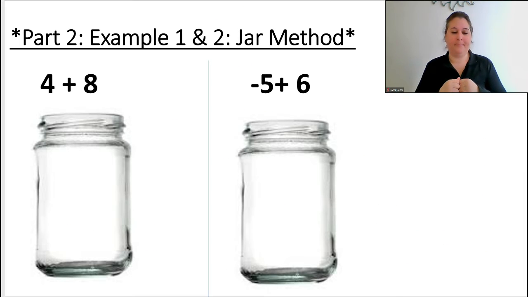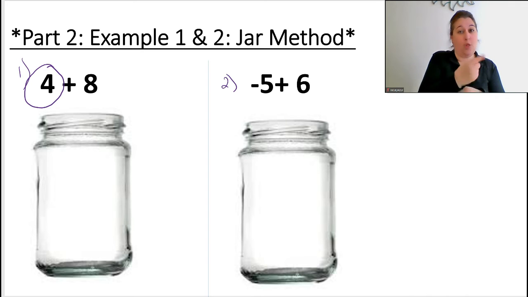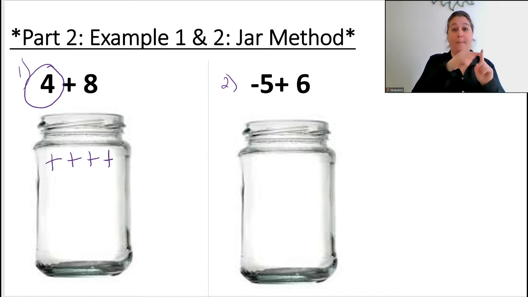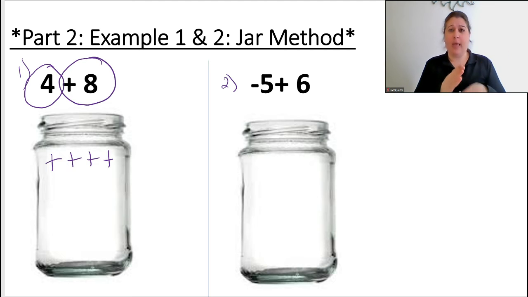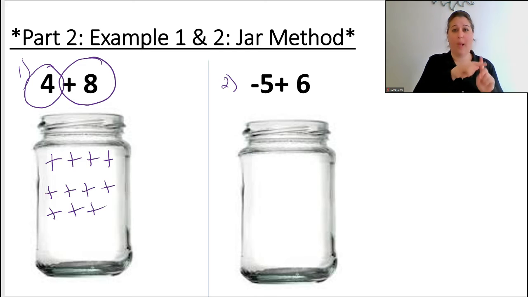So let's start off with some basic ones. So example 1 and 2. When you're going to do this, you're going to look at each number individually. Is that a +4 or is that a -4? It's a +4. How do I know? Because it doesn't have a negative in front. If you don't see a sign, then it's positive. So I'm going to put 4 positives in here. Now let me circle the second number. It's +8. So I'm going to put 8 positives in. 1, 2, 3, 4, 5, 6, 7, 8.